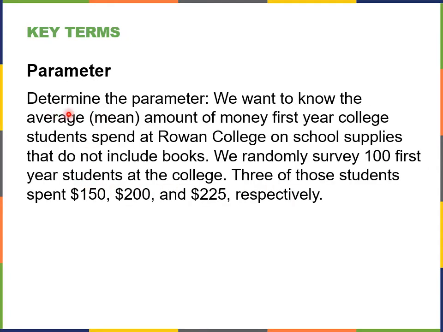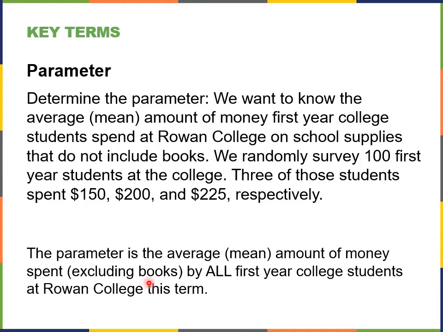Okay? So if we were to determine the parameter, we want to know, again, the average amount of money a college student at Rowan College spends on supplies that don't include books. So if we randomly selected 100 first-year college students, 3 of those students spend 150, 200, and 225. Okay, but what's the parameter? Well, the parameter is none of this stuff. It's the average amount of money the entire first-year students spend, right? So it's still the parameter is the average of all the first-year students.